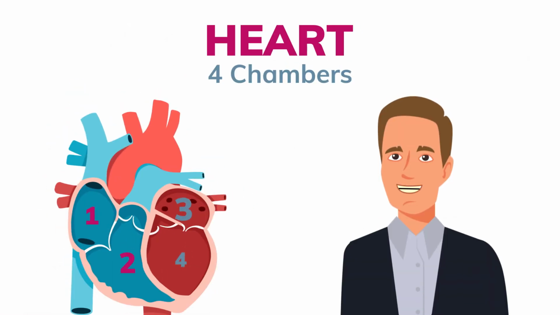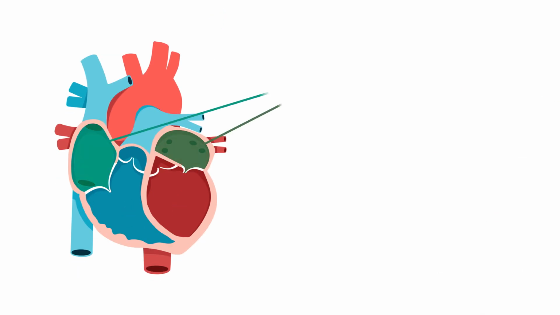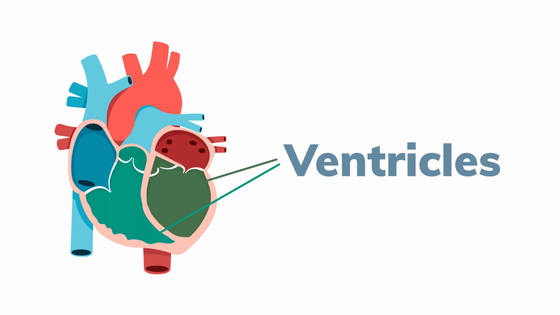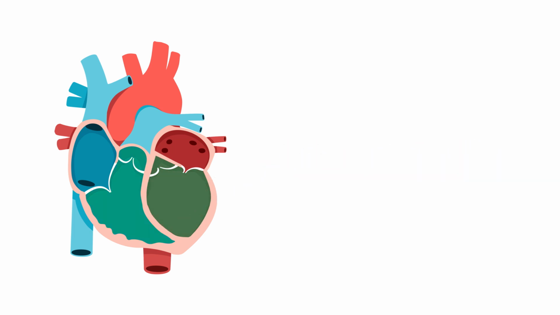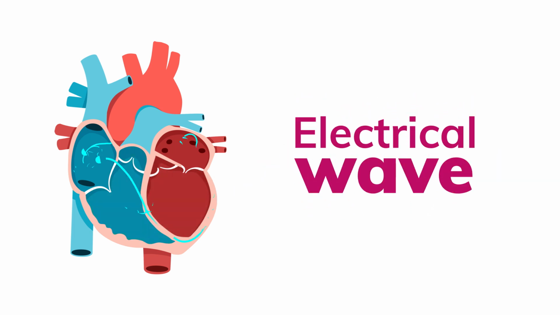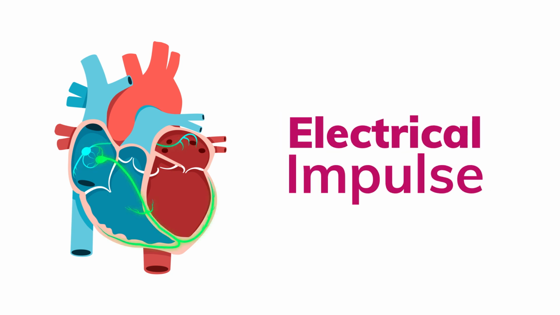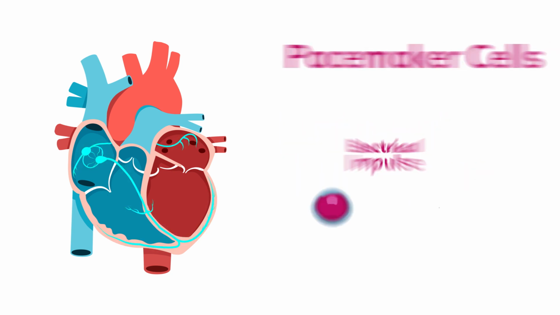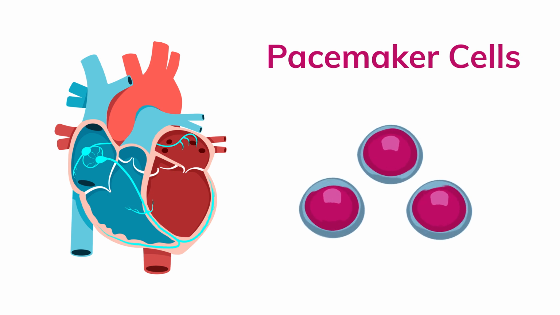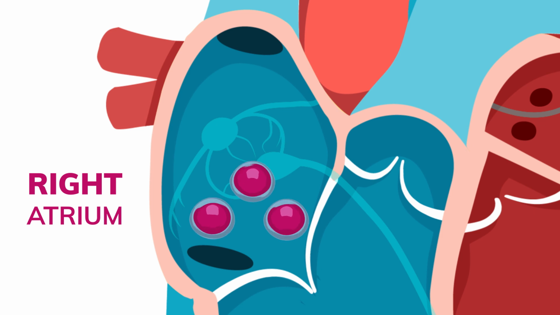The heart has 4 chambers. The top 2 chambers are known as the atria. The bottom 2 chambers are known as the ventricles. The heart beats as a result of an electrical wave that moves through the heart. Under normal circumstances, a heartbeat occurs as a result of an electrical impulse that is generated by your natural pacemaker cells. These pacemaker cells are located in the right atrium.